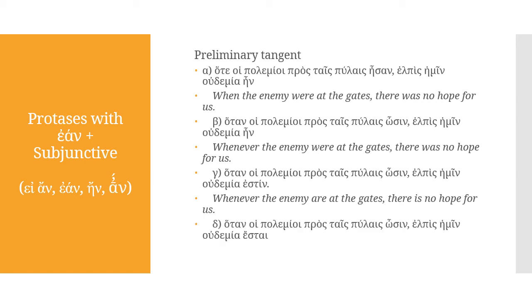Delta. Hotan hoi polemioi epi tais pulais ōsin, elpis hēmin oudemia estai. Whenever the enemy are at the gates, there will be no hope for us. This shifts back to a kind of indefinite as well, but it's future-oriented. It's future-oriented by the estai. And so at whatever point the future enemies get to the gates, that is the point at which there will be no hope.